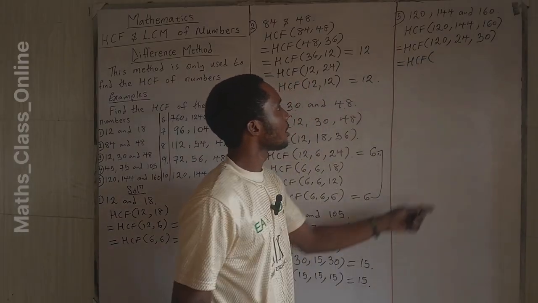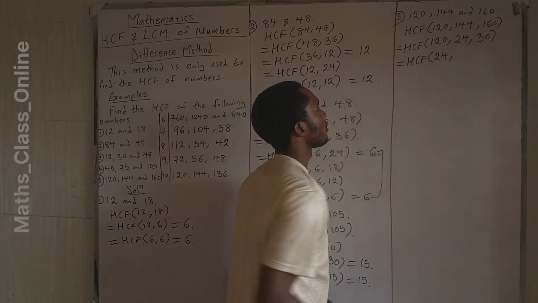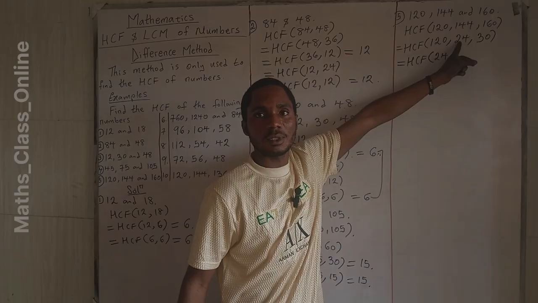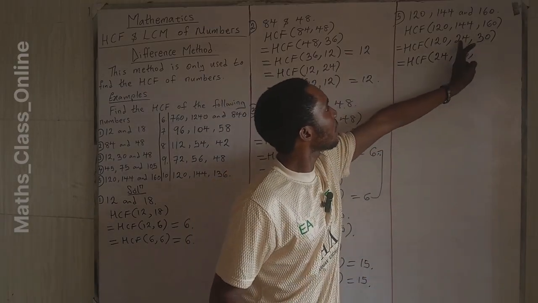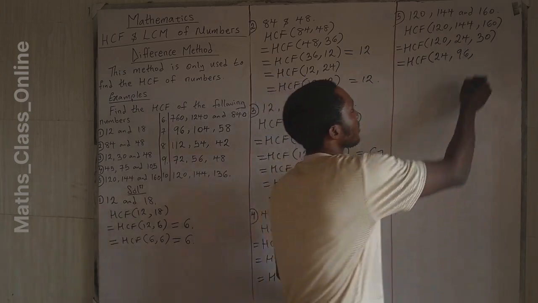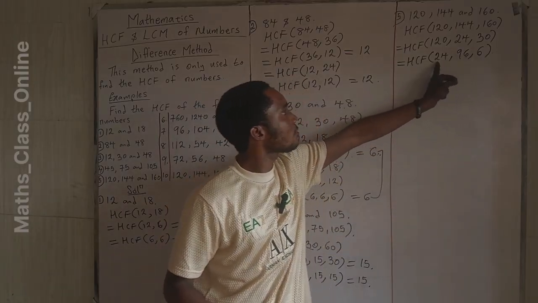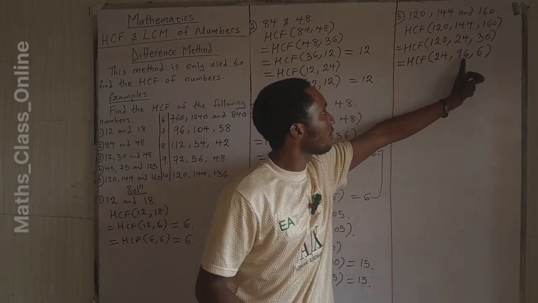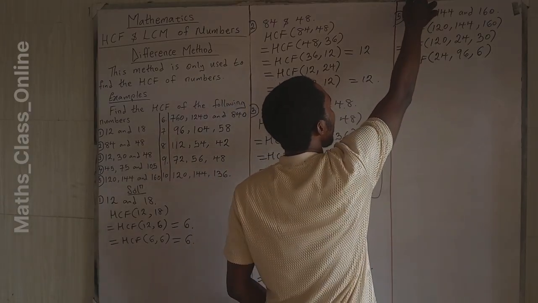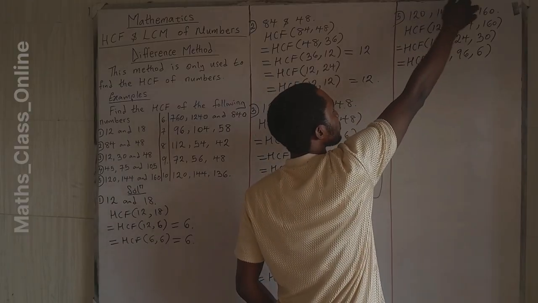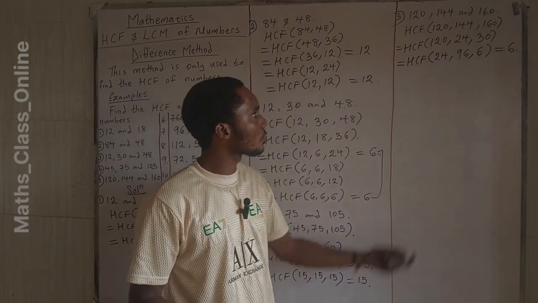HCF of, the least number we have here is what? 24. 120 minus 24, that is 96. 30 minus 24 is what? That is 6. Let's check. Can 6 divide 24? Yes. Can 6 divide 96? Yes. 6 can divide 96. That means that the highest common factor of 120, 144, 160 is what? Is 6. We may also decide not to stop here.